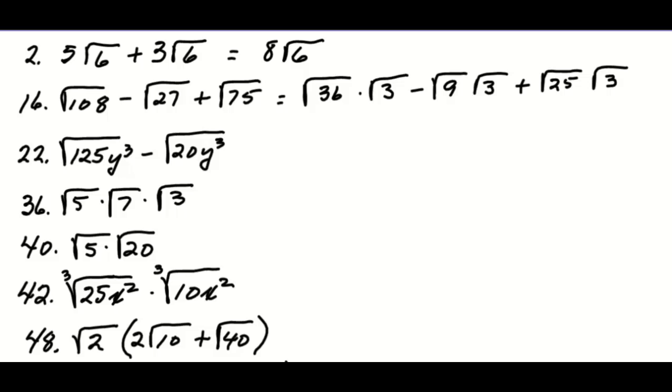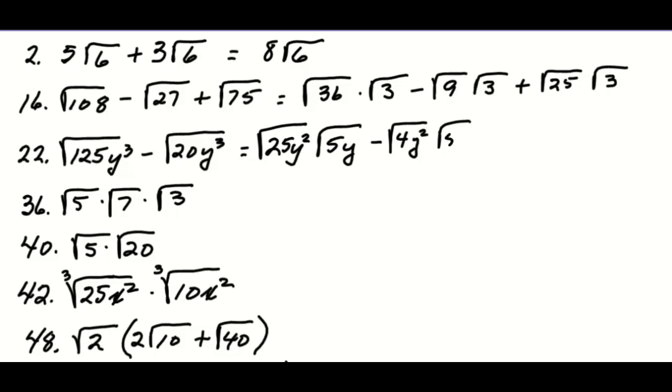In number 22, we have the square root of 125y cubed minus the square root of 20y cubed. All right, what perfect square goes into 125? Well, it's 25. So if I pull out the square root of 25y squared, what do I have left? Square root of 5y. And then for the square root of 20, the perfect square going into that is 4. So I'll pull out the square root of 4y squared times the square root, and what's left?